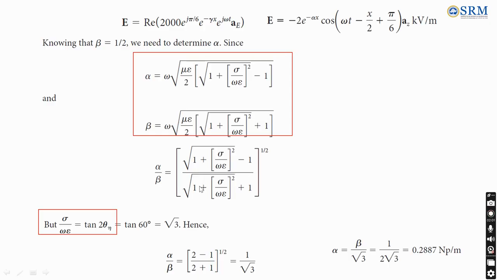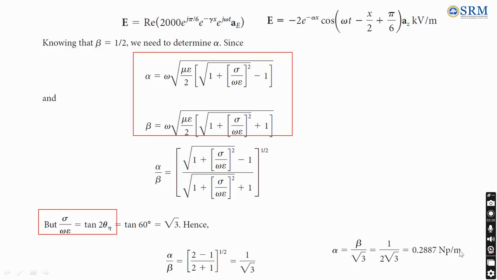So we have root of 1 plus 3 divided by 1 plus 3... so root of 4 will come on both sides, and root of 4 is 2. So 2 minus 1 divided by 2 plus 1, the whole root, is going to be 1 by root of 3. Already we know beta is 1 by 2. If we substitute, we get alpha equal to 1 by 2 root 3, and the answer is in nepers per meter. If I want to convert to decibels, I have to multiply it by 8.686.